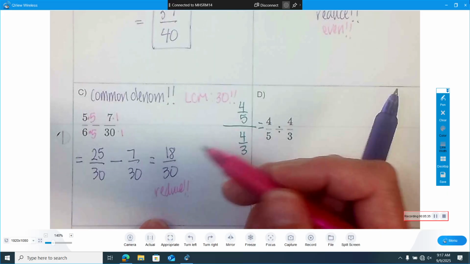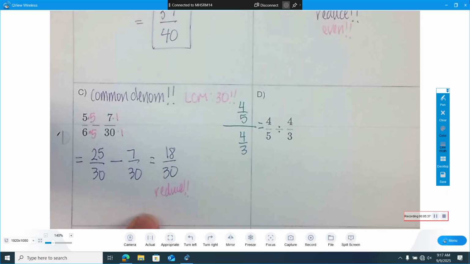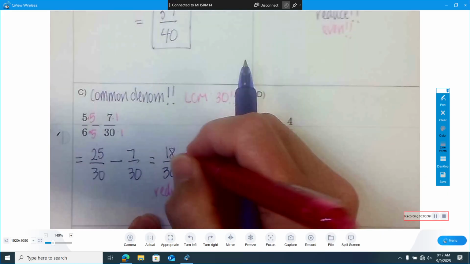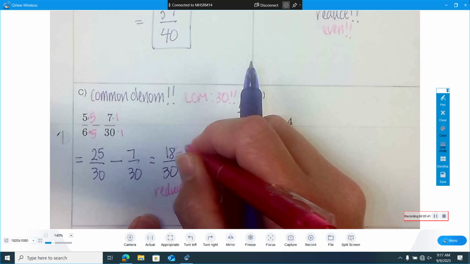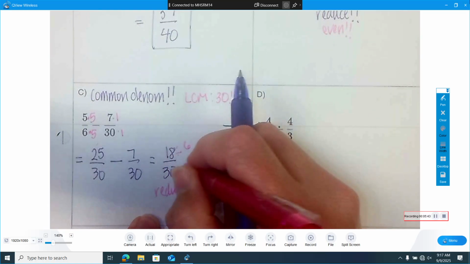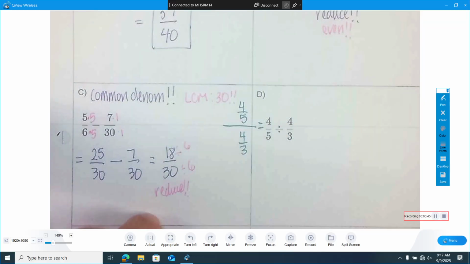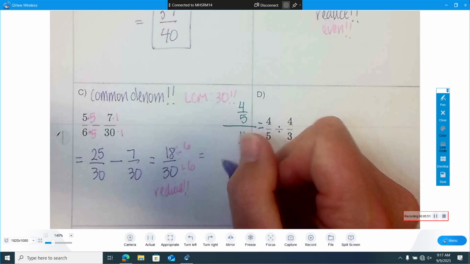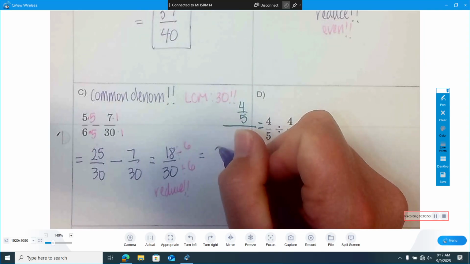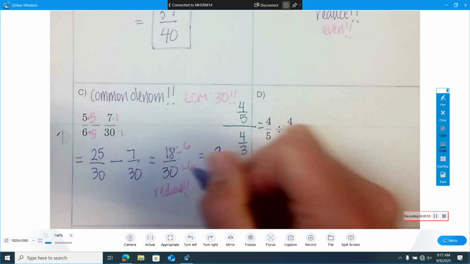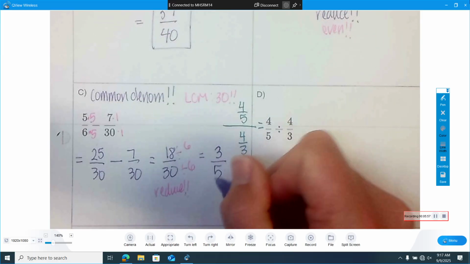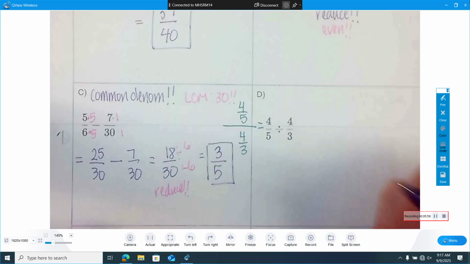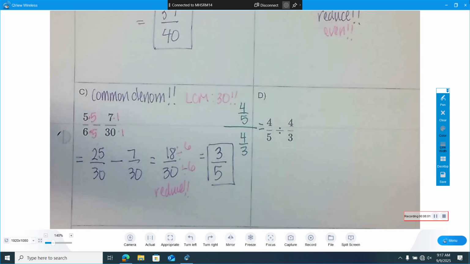6. Yeah. 6 actually. So we're going to divide both of these by 6. So what you would see, you could divide by 2, but then you'd also have to divide by 3. Okay. So you got to keep going. 18 divided by 6 is 3. And 30 divided by 6 is 5. And 3/5 is as low as it goes.